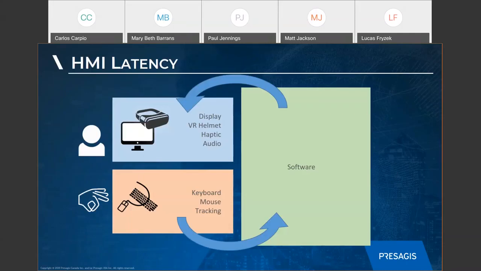So the big thing that happens within an HMI is we've got input and there's a flow. Somebody does something with a keyboard, mouse, or a tracking system, and the software has to do something with it, make a decision, and then eventually we have a loop that comes back and it gets presented to the user, be it via the display, helmet, a haptic, or audio. But there's a process in there, and there will be a delay from you doing something and actually seeing or getting a response.